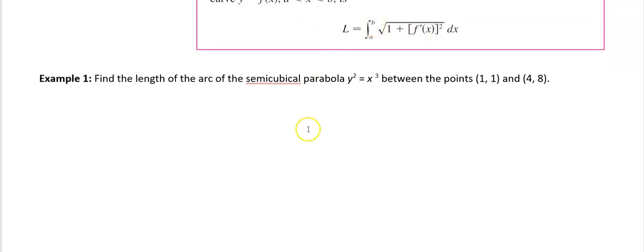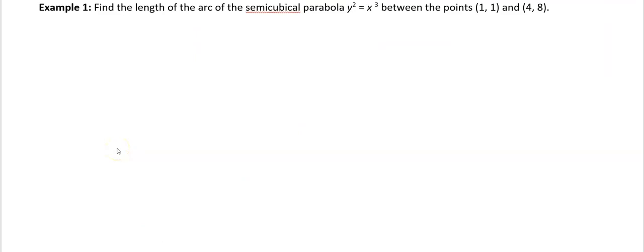Okay, so let's see what an example of this looks like. For example 1, it says we need to find the length of the arc of this semi-cubical parabola y squared equals x cubed between the points (1, 1) and (4, 8).